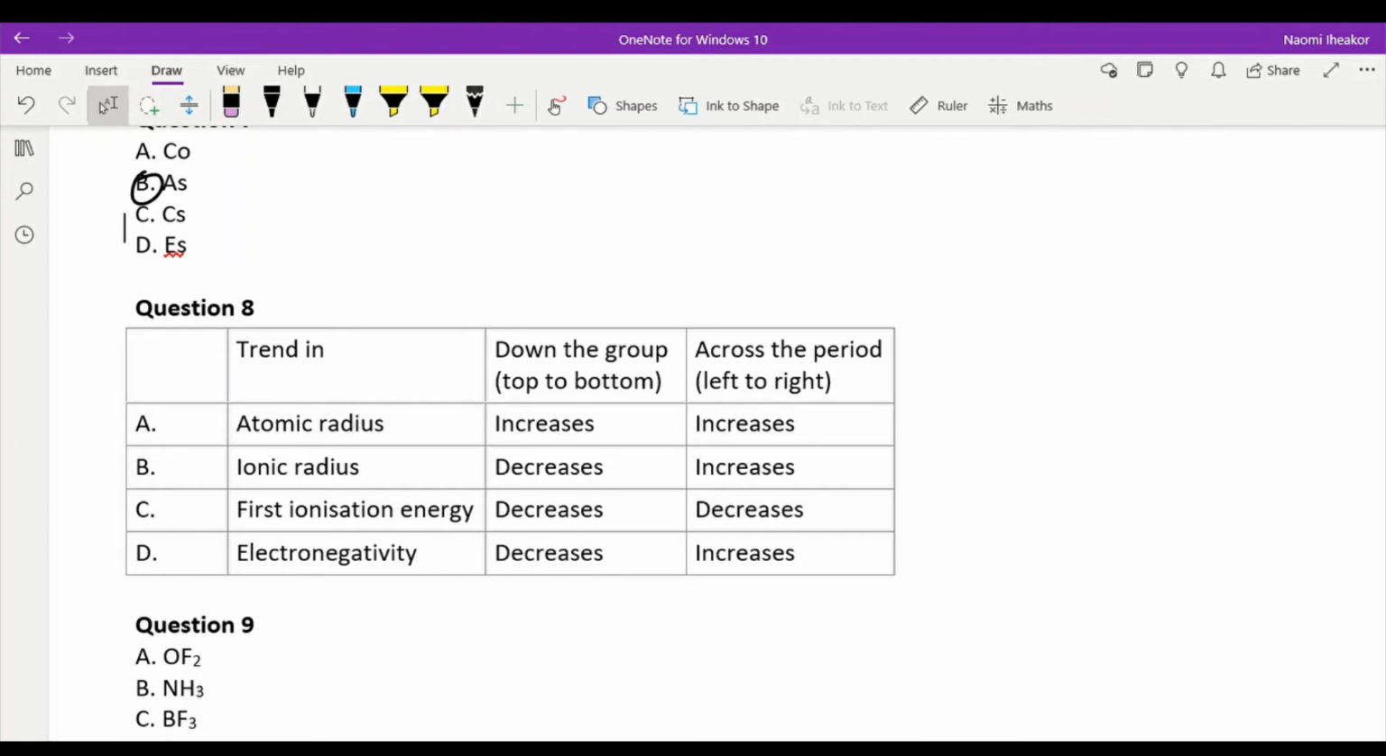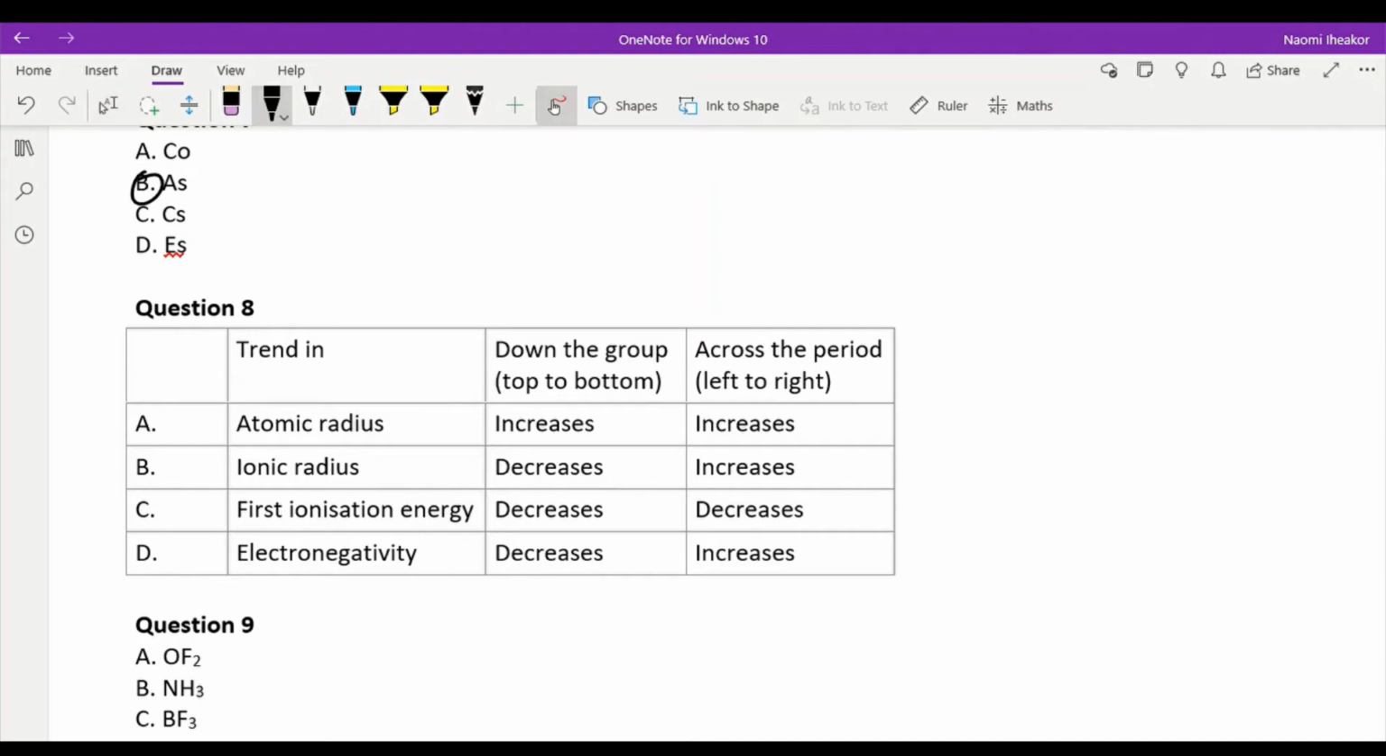Well, let's have a look at atomic radius. So atomic radius, when we're going down the group, is going to increase, because as we go down the group, we're adding on an electron shell. So that's obviously going to increase our radius. However, when we go across the period, the atomic radius decreases, not increases.